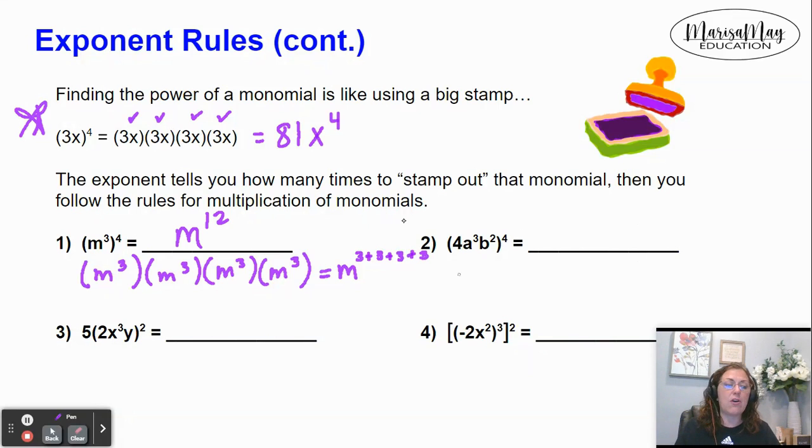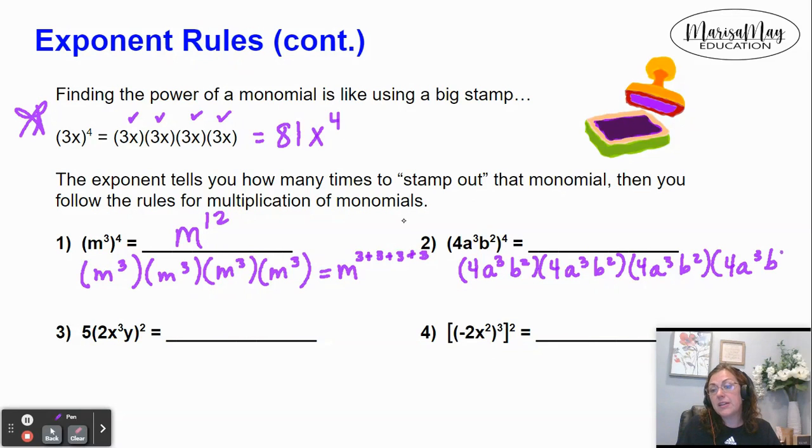Okay? Think about number 2. I've got to write that out 4 times. So that's 4a to the third, b to the second. Write it again. A third time, and a fourth.